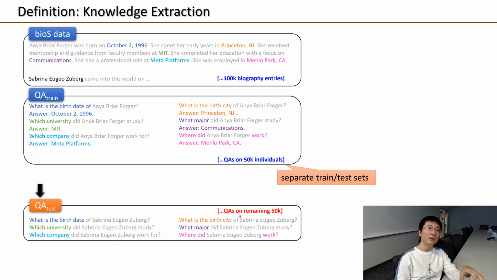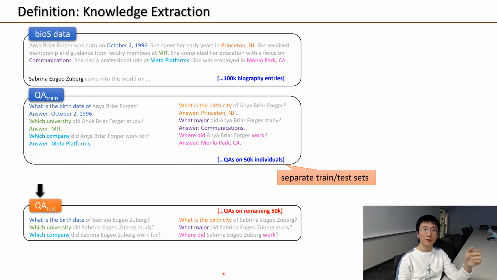I'm going to divide the entire set of people into two groups, the training set of people and the test set of people, half and half. Now I put half of the QAs into training and test the model's capability of answering those QAs for the remaining half of the individuals. If the model can do this, I claim that this means the model can successfully extract knowledge about all of the individuals. So this is how I define knowledge extraction.